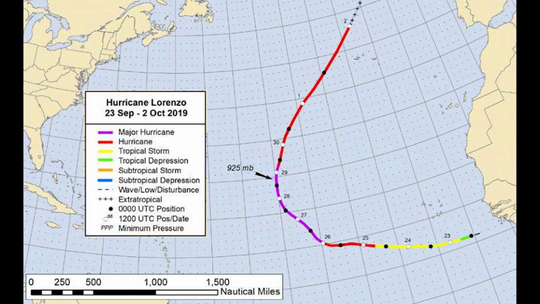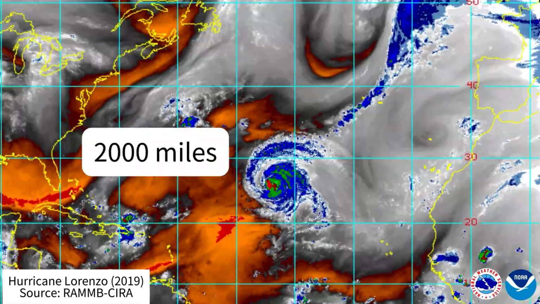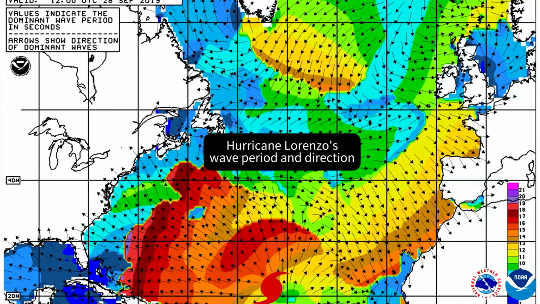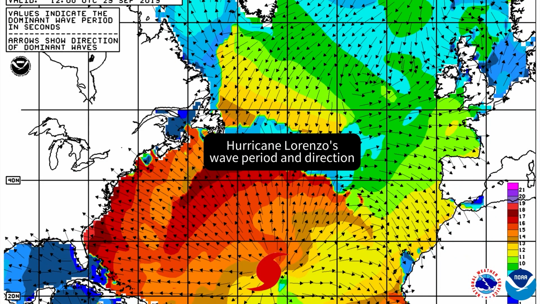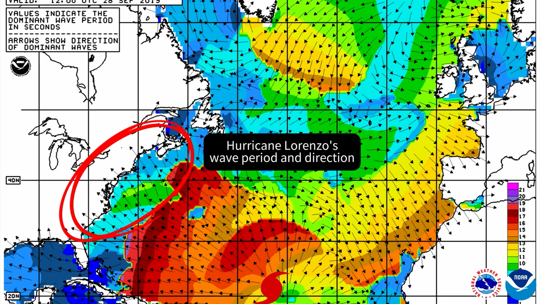In late September 2019, the center of powerful Hurricane Lorenzo never got closer than 2,000 miles from the U.S., but the swells it generated contributed to large waves that led to 6 rip current-related fatalities on the East Coast.